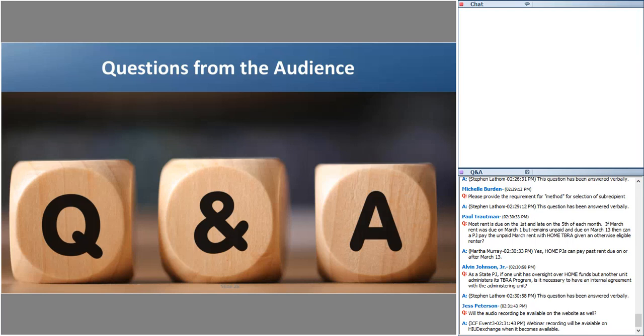Perfect. Let's see what else. So I see a question here saying, well, it's permitted to pay back rent to March 13th, but the environmental review can't be completed until the applicant is known. Yes, there's definitely this ability to go back in time, which is some additional flexibility that HUD's providing. As we mentioned, generally speaking, you can't pay for costs that were incurred prior to the agreement.